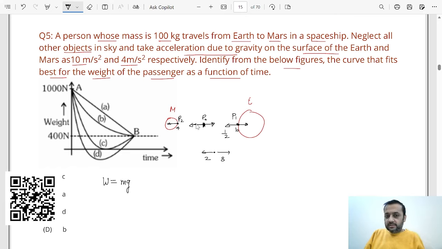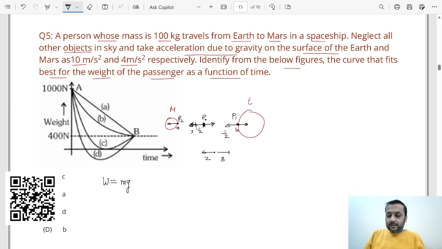The moment the person crosses this point P naught, the gravity of Mars will dominate over the gravity of the Earth. Let us say Mars has a gravity of 3 and Earth has a gravity of 2 at this point. Now the effective gravity will become 3 minus 2 towards the left. That means the weight of the person will again become a positive value, but this time the weight will be towards the left direction, or you can say the person will be attracted towards Mars.